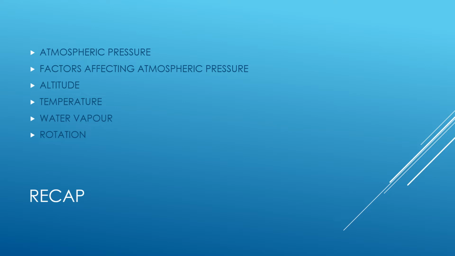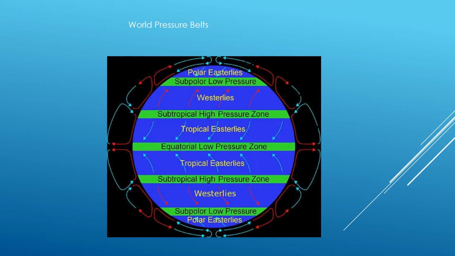So today we start with the world pressure belts. So children, because of the difference in temperature, because of the rotation of the earth, we find a pattern of alternate high and low pressure belts all over the earth.